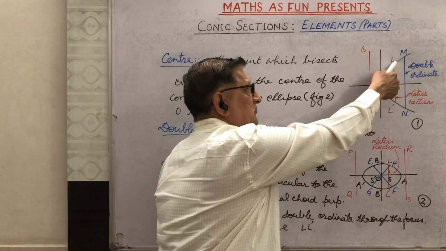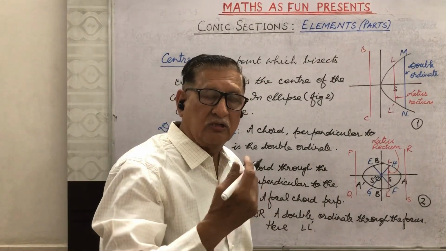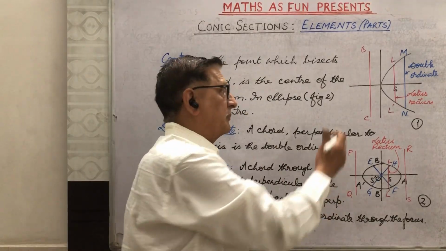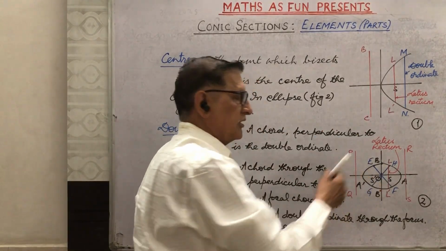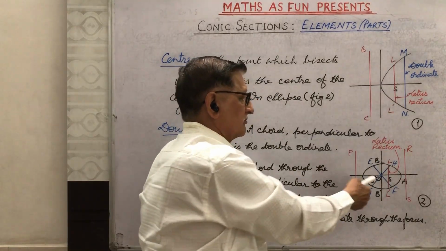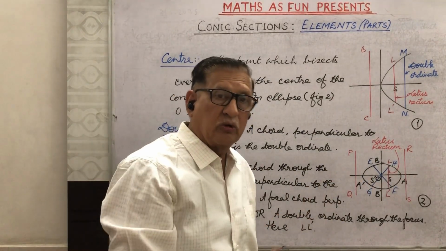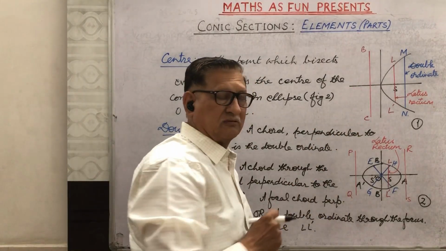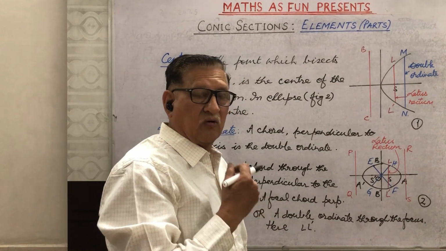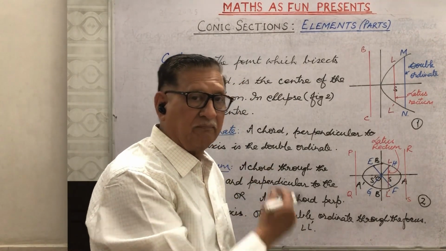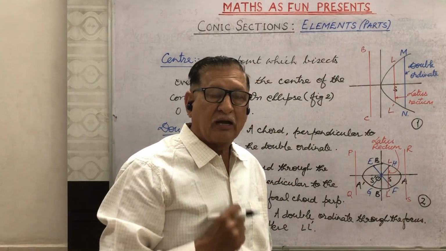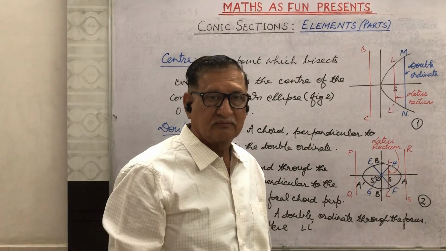Since the latus rectum is passing through the focus, is it also a focal chord? So we can also say that a focal chord perpendicular to the principal axis is the latus rectum. Also we find it is a double ordinate. So can we say a double ordinate passing through the focus is the latus rectum? Like this, we can understand about the latus rectum. It is perpendicular to the principal axis and passing through the focus.